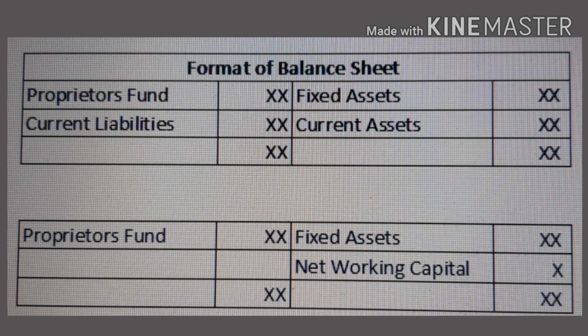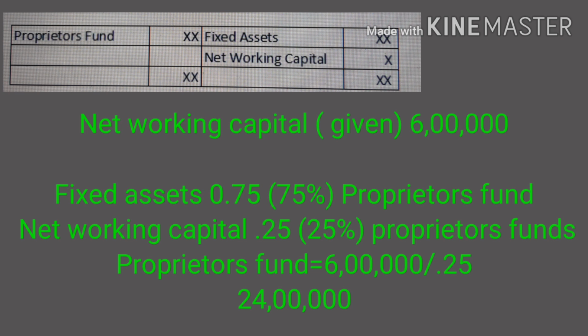Current liability is deducted from the current asset, and we write it as net working capital. Net working capital figure is given as 6 lakhs. Ratio of fixed asset to proprietors fund is given as 0.75. That means fixed asset is equal to 0.75 proprietors fund, or fixed asset is equal to 75% of the proprietors fund.